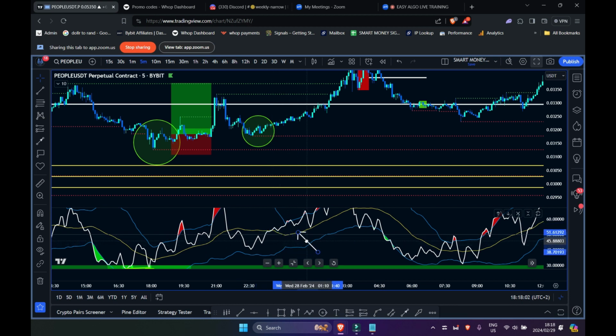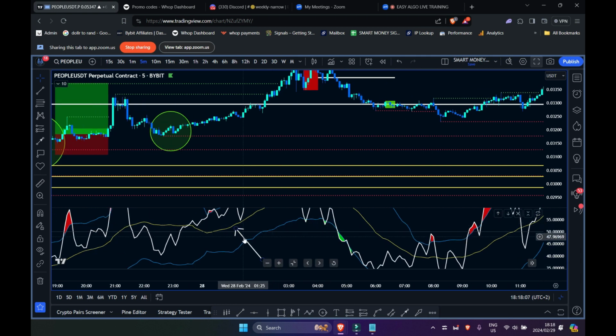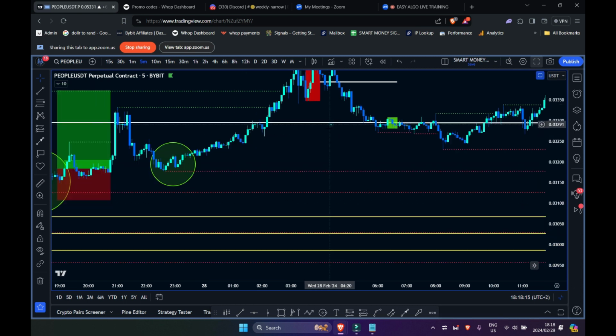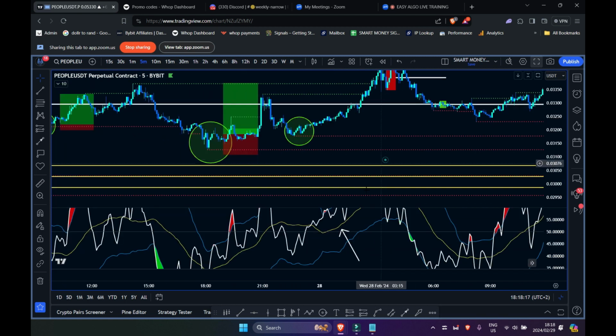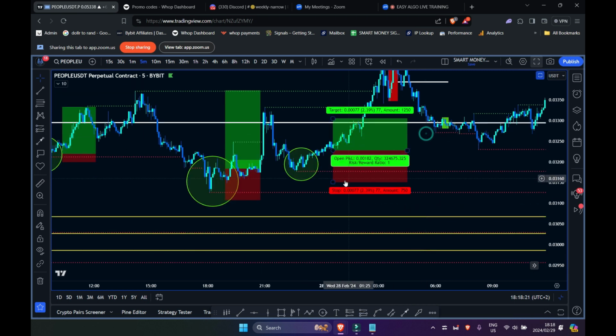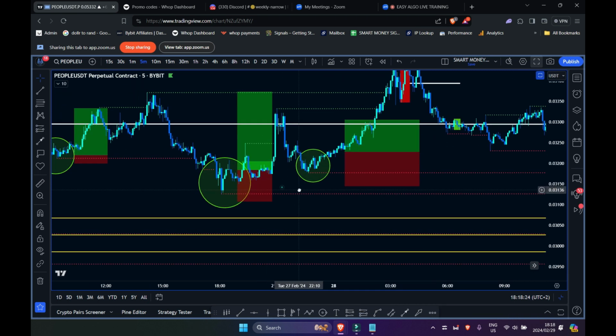So at this point over here, we could have even waited. You can see there's a nice gap between the middle line and this 50 line over here, the gray line. That could have been an entry point over there. So we might have only entered at this point a little bit later on. I'm just showing you more confirmation. There's other ways of doing this.